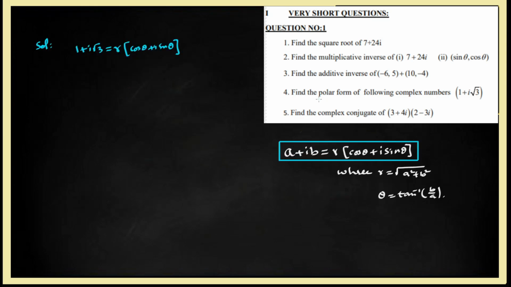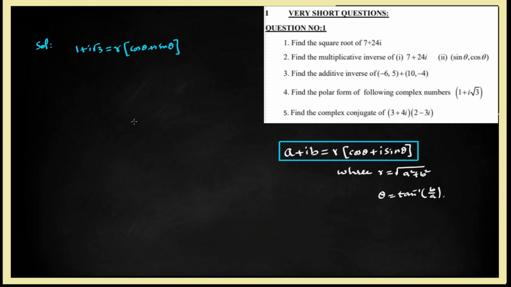Now, next question: find the polar form of the following complex number. Polar form can also be called modulus-amplitude form. If a plus ib is any complex number, then its polar form is r times (cos theta plus i sin theta), where r is the modulus and theta is the amplitude. Here r equals root over a square plus b square, and theta equals tan inverse of b by a.